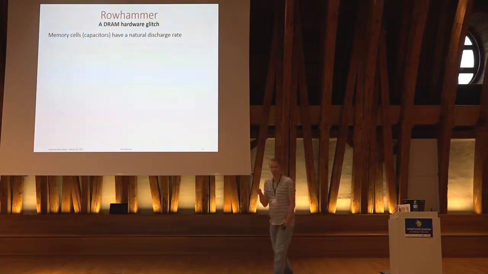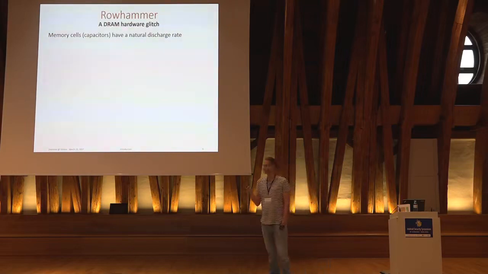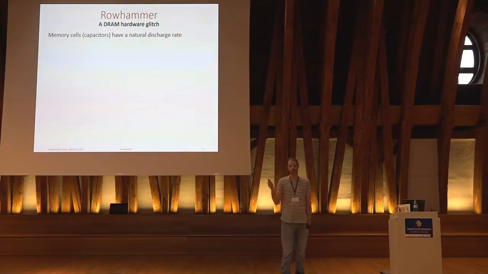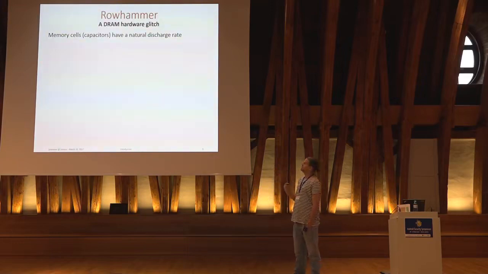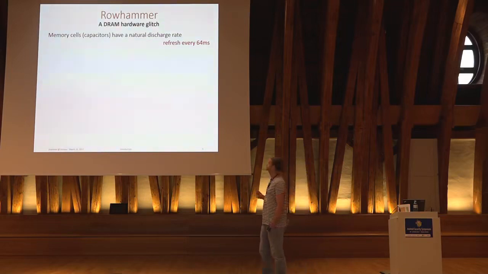And I'm not really a hardware person, so I hope I'm not saying wrong things now. But memory cells have a natural discharge rate. If you want to store a value in such a capacitor, you're basically storing a high voltage in one of these capacitors. And over time, this voltage is decreasing until a certain threshold, where if you then want to read the voltage again, your data disappeared. So this is why we need to refresh your DRAM cells every 64 milliseconds to make sure that your data still remains there.